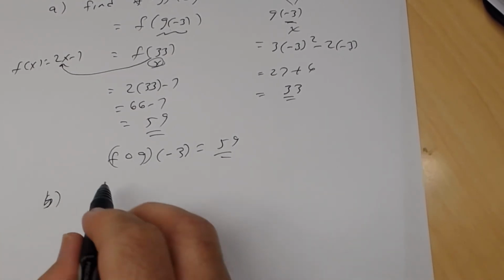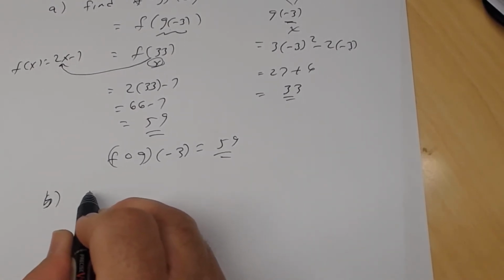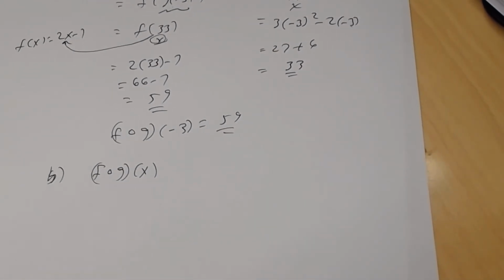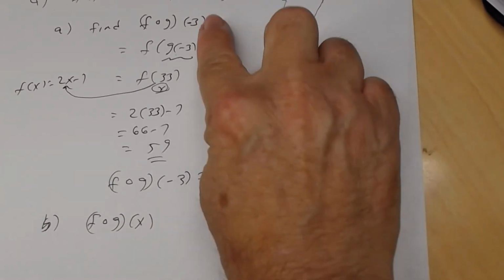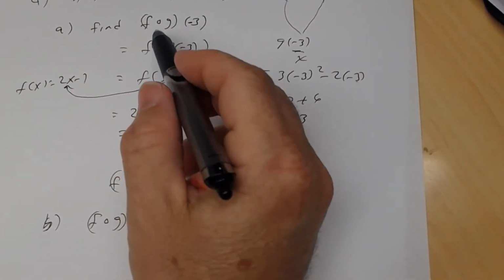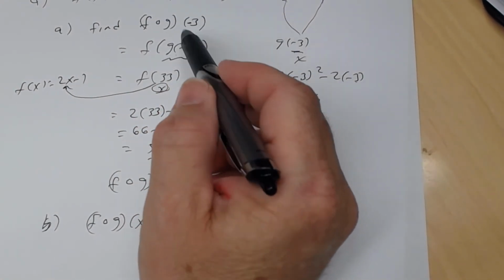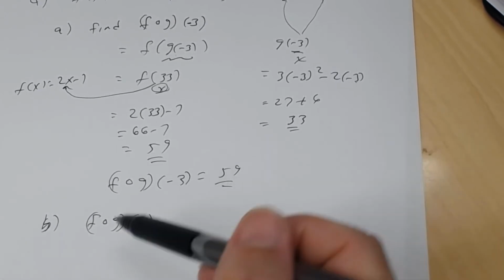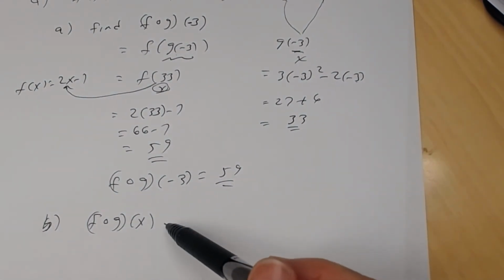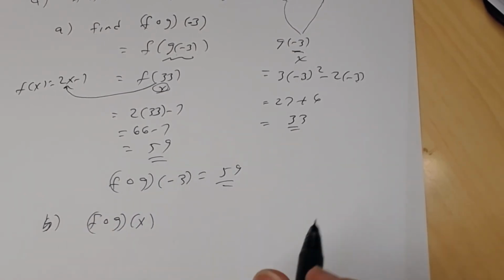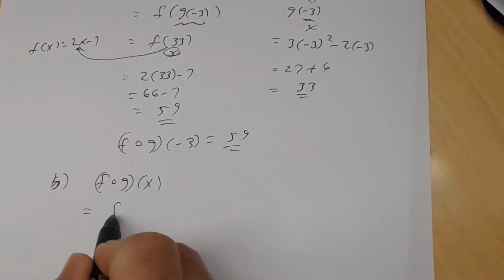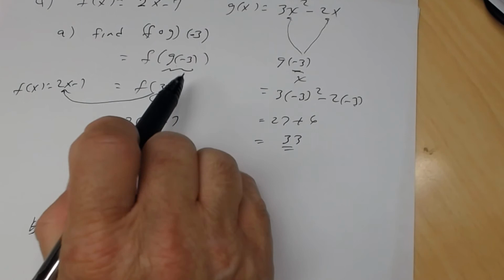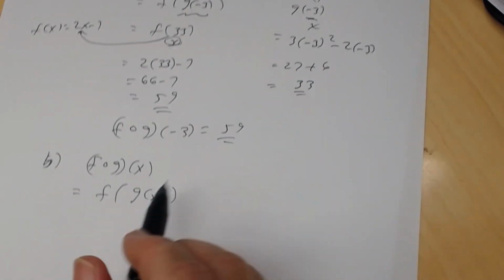Okay, part B. Suppose you want to find f composed with g at x. So it's no longer a number. When I found f of g at a number, I ended up with a real number as my answer. But here, that's a variable, so I'm going to end up with a variable expression. But I'm still going to use the definition. By definition, this means f of g of x. And just like when I found g of negative 3 first, I'm going to find g of x first.